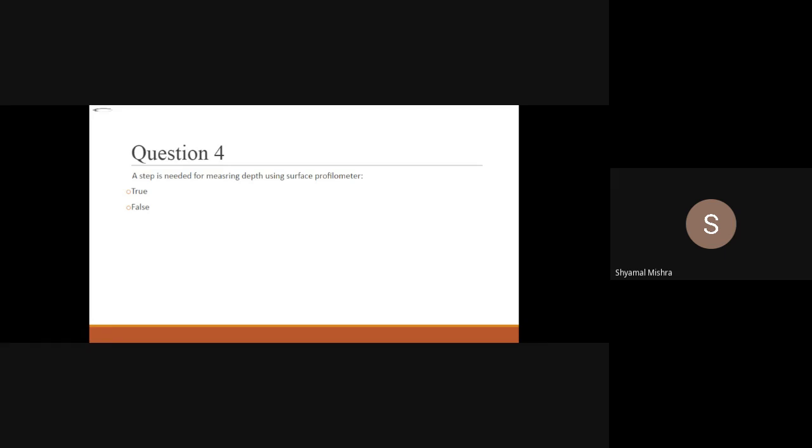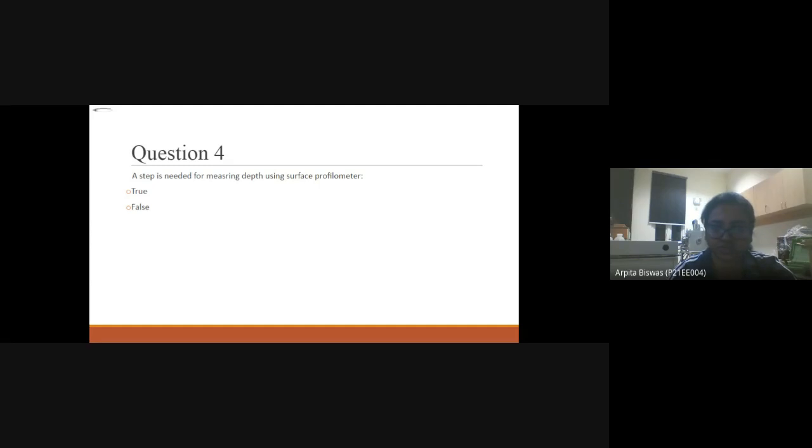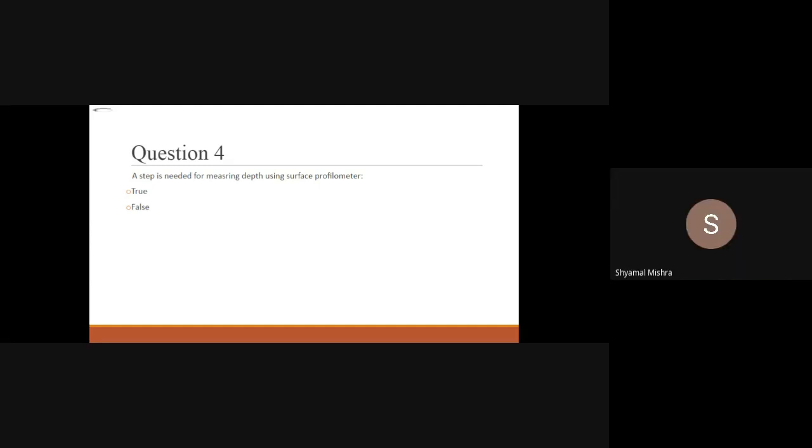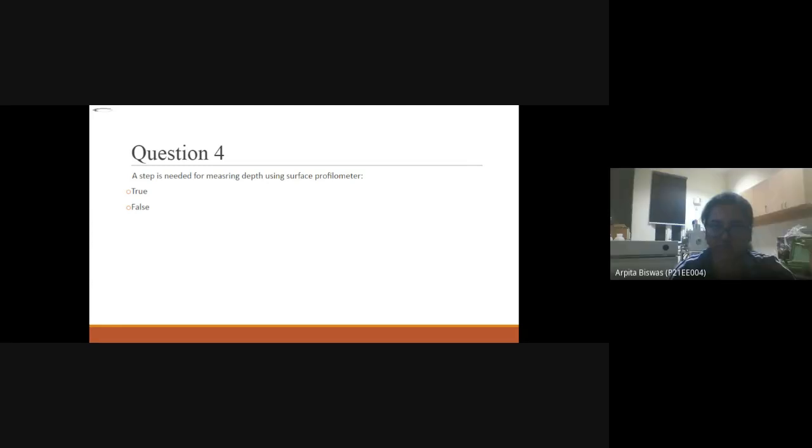Yeah, go through the question carefully and try to give the answer. Yes ma'am, it's true. Explain why it is true. Why is a step required when we go for measuring the depth using the surface profilometer? What is the need of this step?